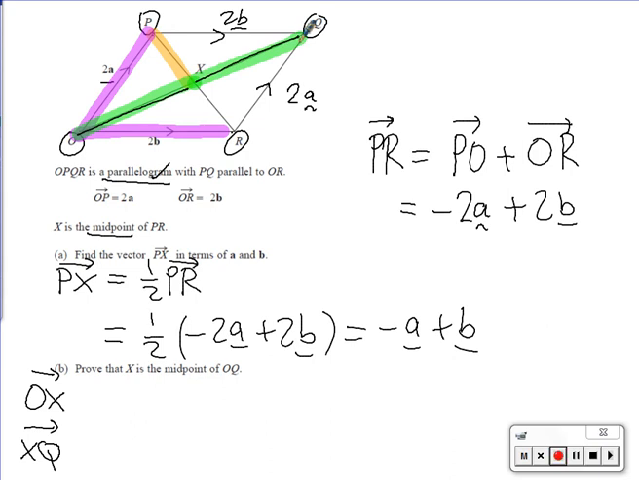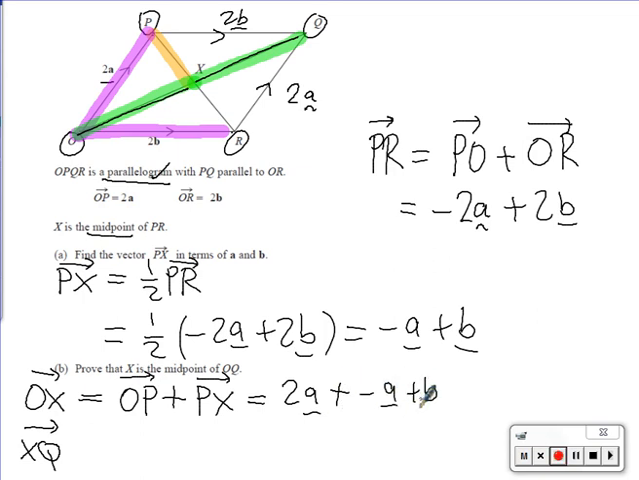So OX first, let's have a route for OX. O to X, we're going to go from O to P first, and then we're going to go from P to X. Notice that we're using what we found in the first part of the question, and this is very common with vectors. We're going to have to use what we did in part a in part b. O to P is 2a. P to X, we found in the first part, is minus a plus b. If we tidy that up, we've got 2a take away a, which is a, and we've just got a b, so we've got a plus b. We're underlining because we can't really do bold using pen and paper, so we underline to show that they're vectors.